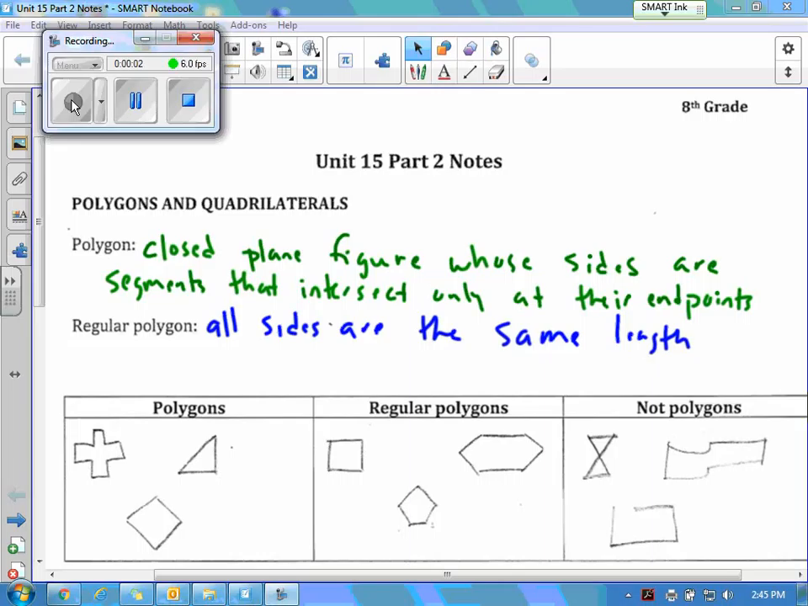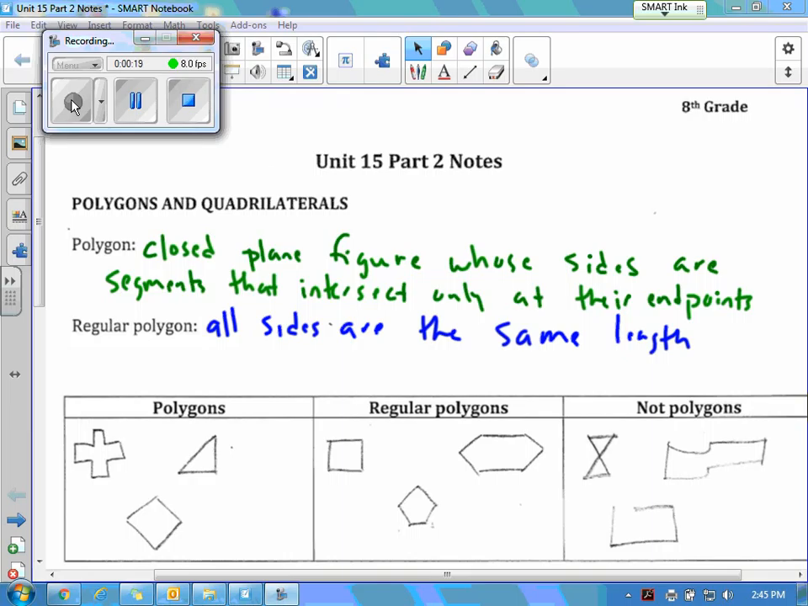In Unit 15, Part 2, we were talking about polygons and quadrilaterals. In Part 1, we talked about triangles, which are three-sided polygons. Now we're going to move on to quadrilaterals, which are four-sided, and polygons in general. There are going to be a lot of definitions in this section, so just let me know if you have any questions.